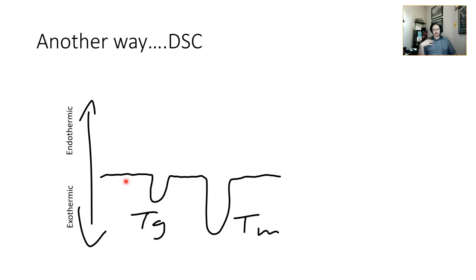I have the machines I like, so I have a DSC and a DMA. I like DMA just fine, actually, and I'll show you later how I use a DMA to make recipes for thermal processing of things, and we'll talk about that later in the semester. But anyway, DSC, differential scanning calorimeter, people like it.